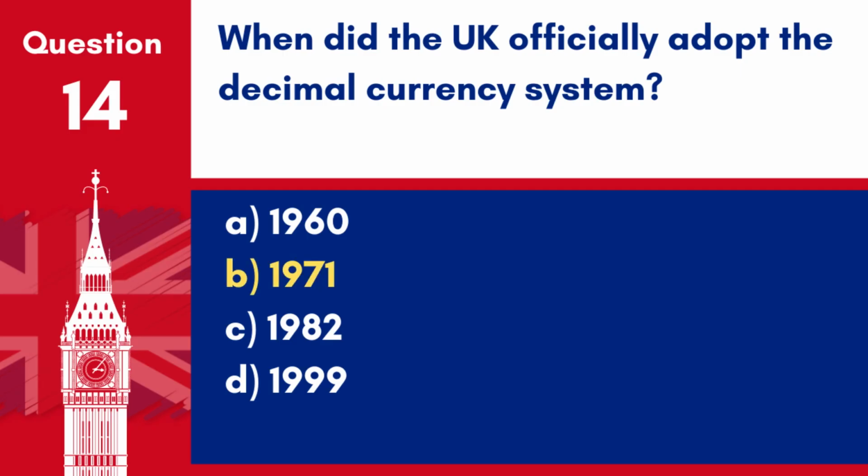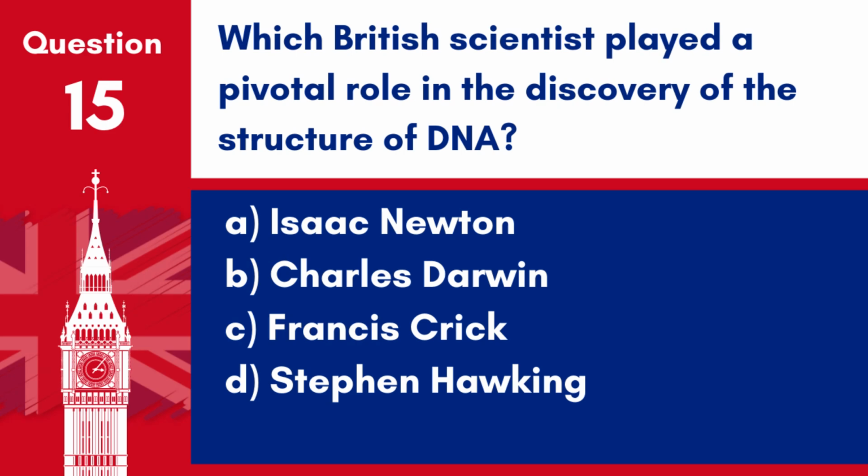Answer: B. 1971. The United Kingdom officially adopted the decimal currency system in 1971, simplifying calculations and aligning the currency system with much of the rest of the world. Question 15. Which British scientist played a pivotal role in the discovery of the structure of DNA? A. Isaac Newton. B. Charles Darwin. C. Francis Crick. D. Stephen Hawking.